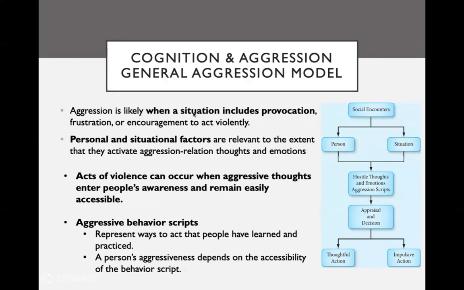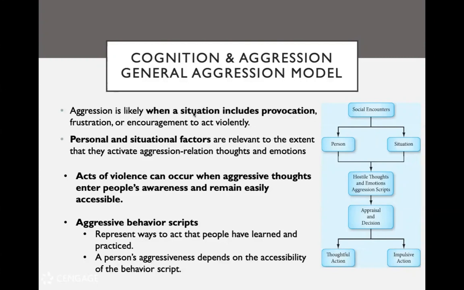Now, let's talk about cognition and aggression, the general aggression model. Aggression is likely when a situation includes provocation, frustration, or encouragement to act violently. Personal and situational factors are relevant to the extent that they activate aggression-related thoughts and emotions. Acts of violence can occur when aggressive thoughts enter people's awareness and remain easily accessible. And aggressive behavior scripts also determine aggression, where they represent ways to act that people have learned and practiced. A person's aggressiveness depends on the accessibility of the behavior script.